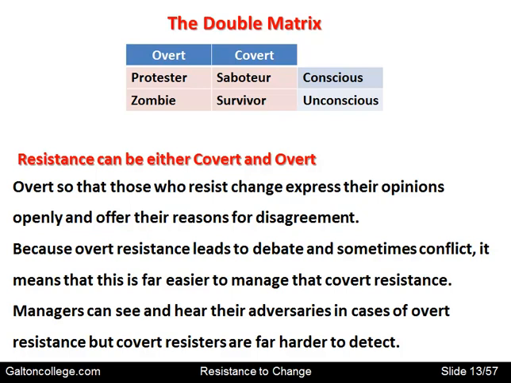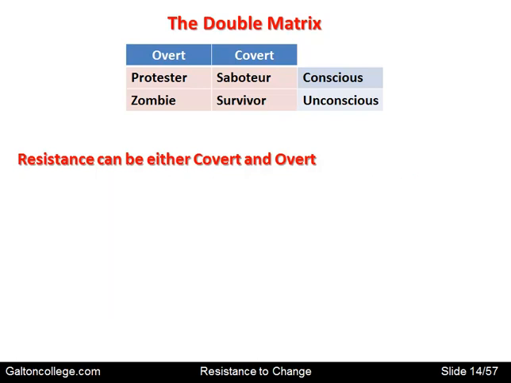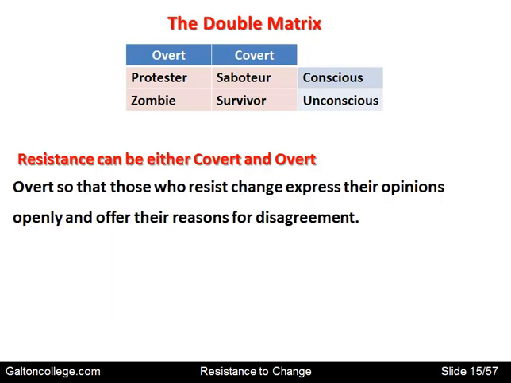Overt, people know. It's obvious who's in favour and who's against. Overt, so that those who resist the change express their opinions openly and offer their reasons for disagreement. So it's open.